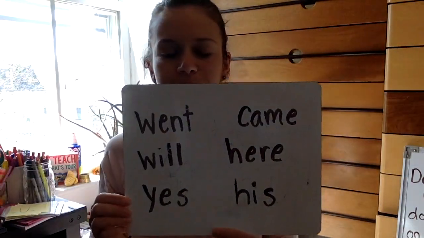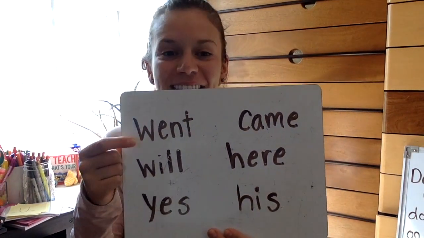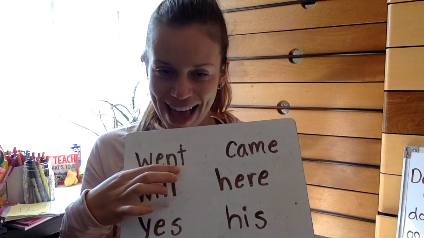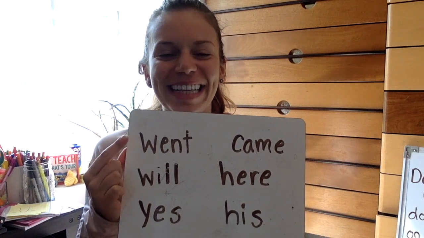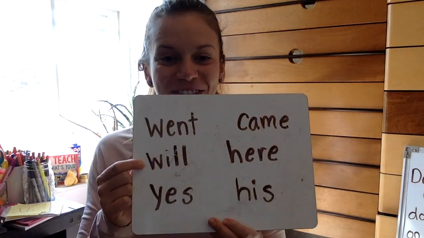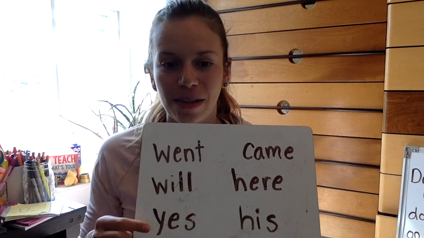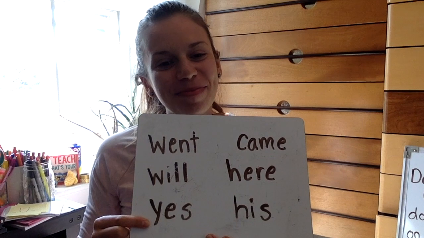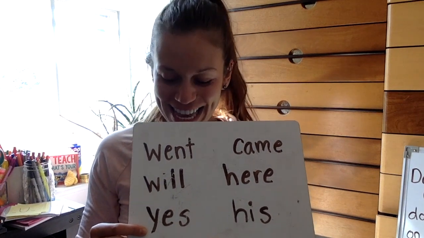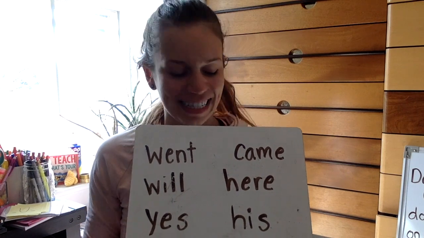Let's do our sight words. This word is went. W-E-N-T spells went. What word is this? That's right, it's will. W-I-L-L spells will. What word is this? That's right, it's yes. Y-E-S spells yes, yes, yes.